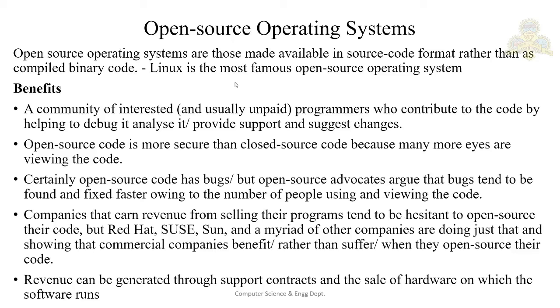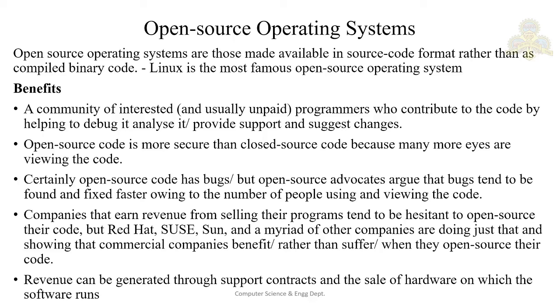Open source operating systems are those systems wherein the source code is made available, rather than just the compiled binary code. Linux is the famous open source operating system, and Windows is a closed source operating system. So what is the use of making the source code available to all? What are the benefits of it?